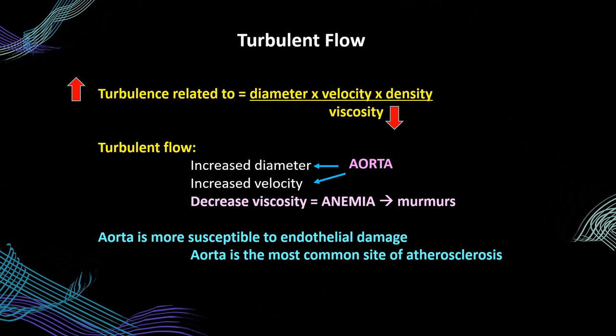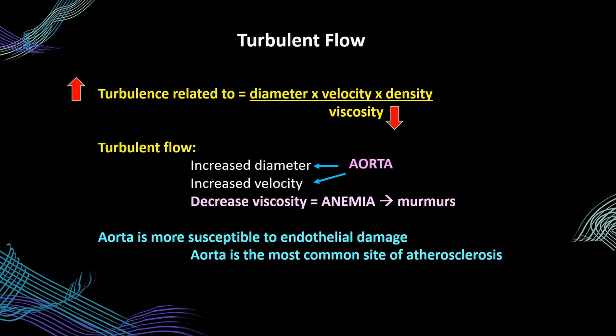So when we think about this, the aorta has the biggest diameter and also increased velocity. And in a situation where I have anemia and the viscosity is low, I could hear murmurs in the aorta because of this equation. There's more turbulent flow. It's one of the largest vessels, so the diameter is high, and the viscosity would be low in anemia. The blood is not thick, it's much thinner. So both of those situations can increase murmurs that I could hear in the aorta when a patient has anemia.